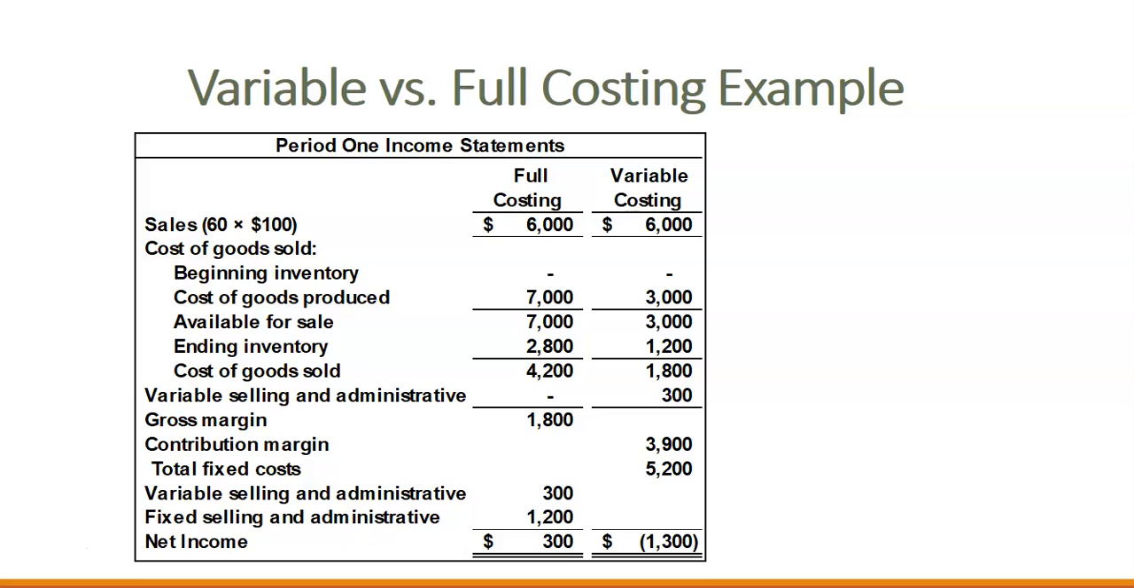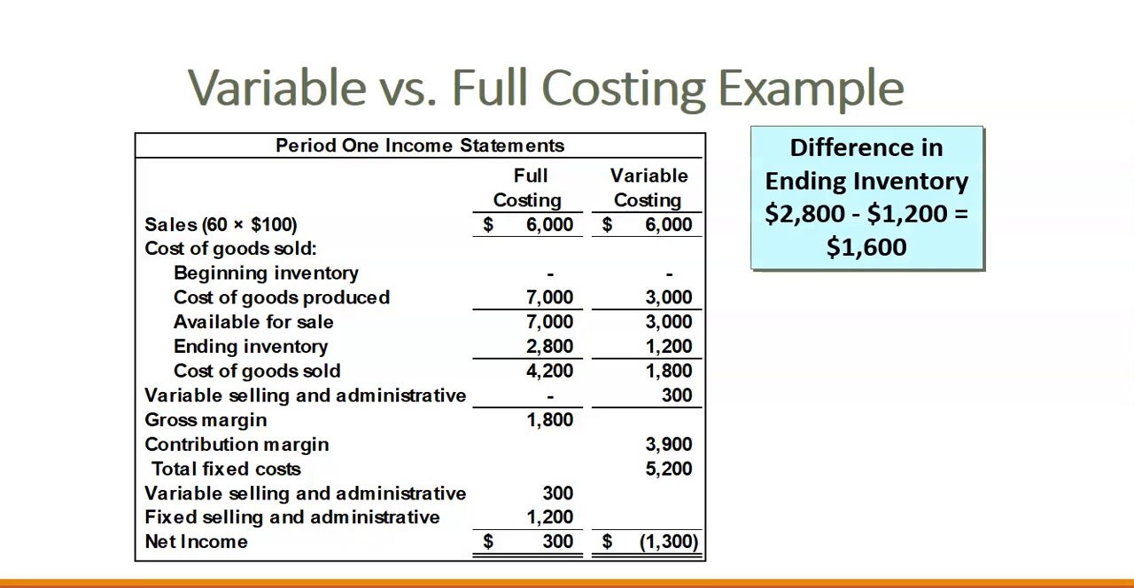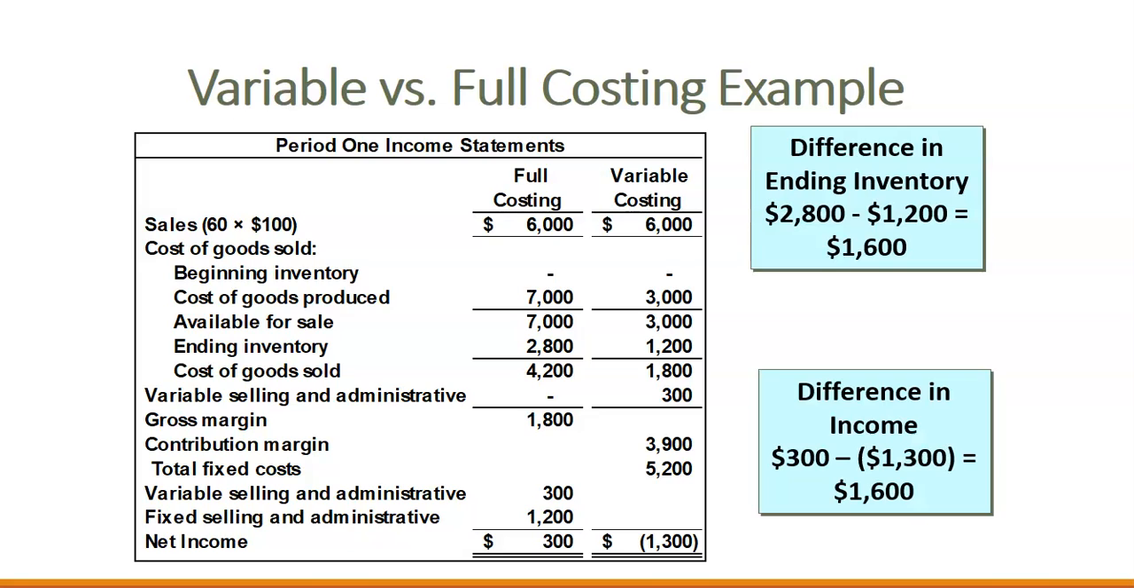When we look at the full costing versus variable costing, our net income is higher under full costing in this example, and the variable costing gives a lower number. This is because our fixed costs that would normally go into our inventory are now part of our period cost when we're looking at this. So we see that that difference in ending inventory is $1,600, which gives us a difference in income of $1,600.